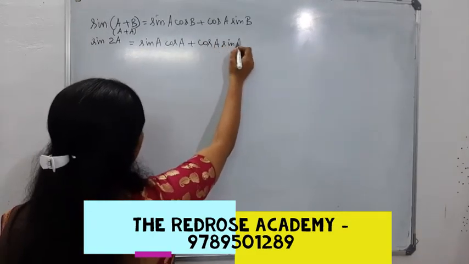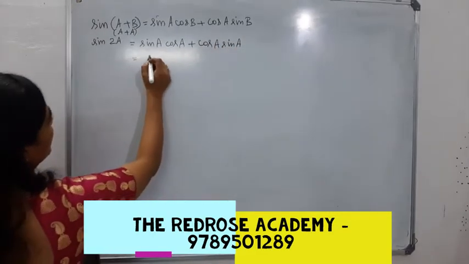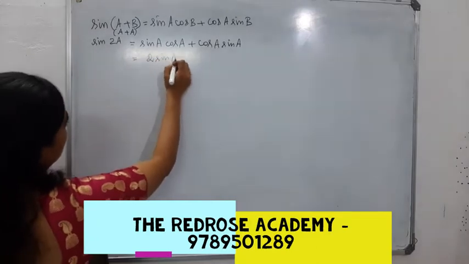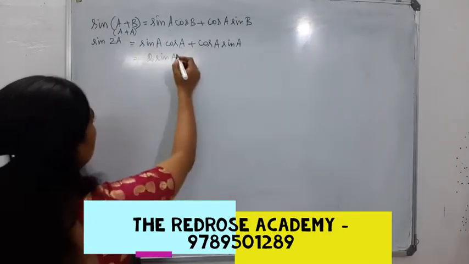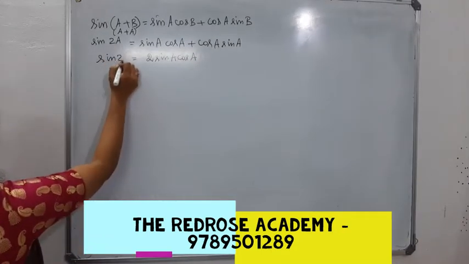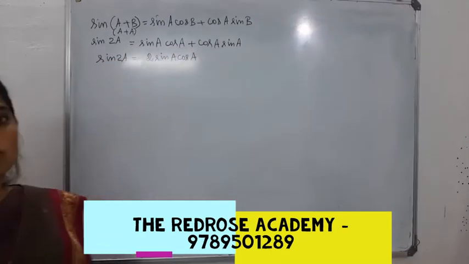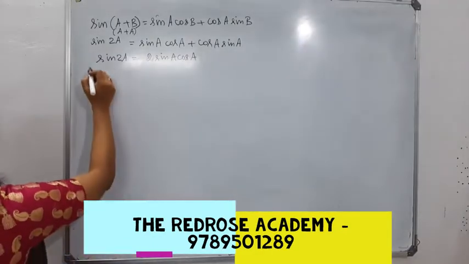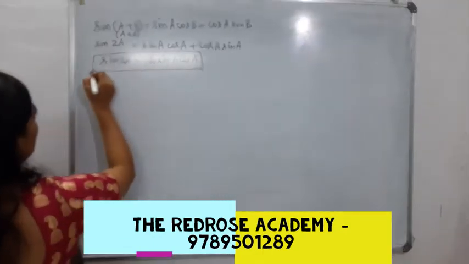So both the angles are the same now, so we can write 2 sin a cos a. Instead of writing sin a cos a plus cos a sin a, we can write 2 sin a cos a for sin 2a. Okay, so this is the formula for sin 2a: 2 sin a cos a.